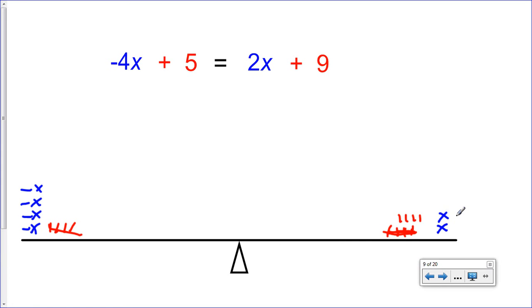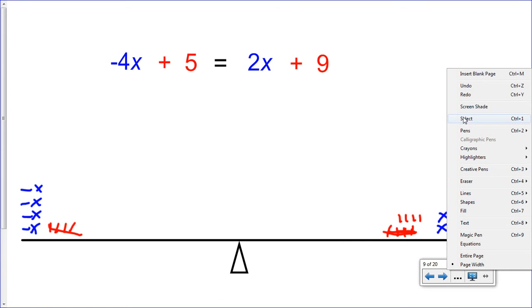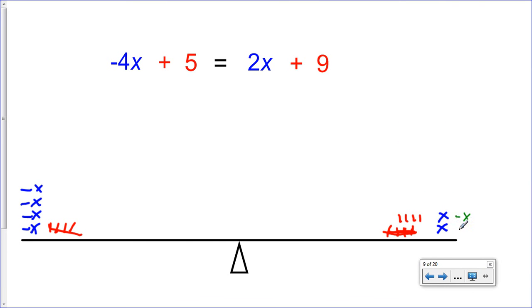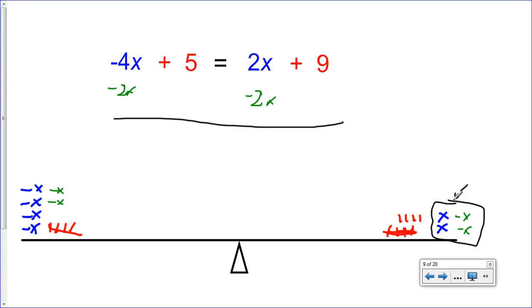Another example. Here we want to eliminate these two x's, positive x's, with negative x's. And I'll do it over here too. Okay, so what have we done? We've added two negative x's to cancel the positive x's, but we have to do it on both sides of the equation. Result: inverse property tells us that's 0. 0 plus 9. And, well, here, no cancellation. This is negative 6x. Four negatives and two negatives is six negatives.